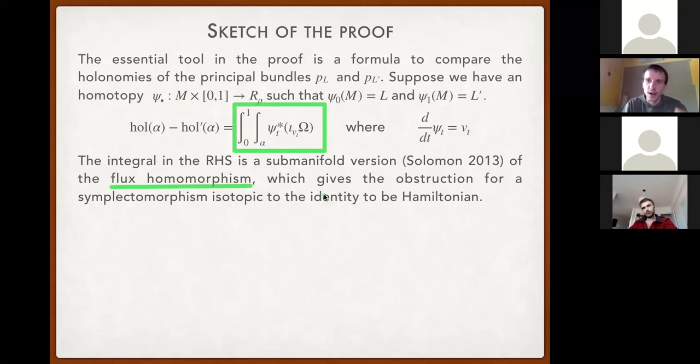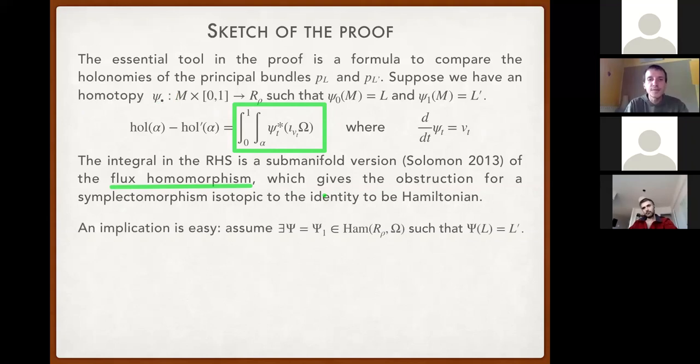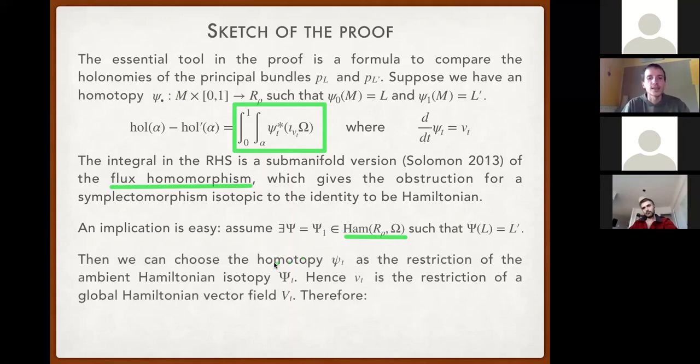But here we are in a slightly different setting, but in fact, one implication of our theorem is very easy, because if we have some psi Hamiltonian, so it's obtained as the time one integral of Hamiltonian vector fields, which maps L to L prime, then basically we can choose this homotopy psi t, small psi, to be the restriction of an ambient Hamiltonian isotopy.